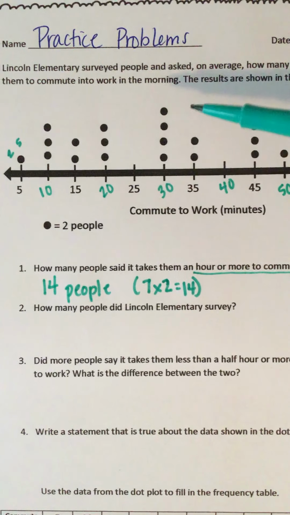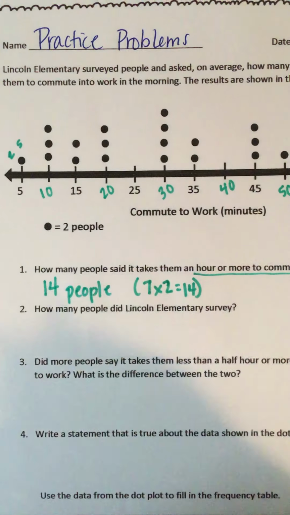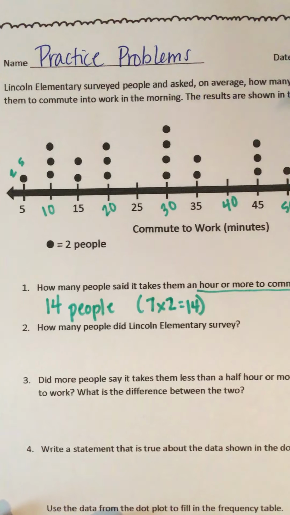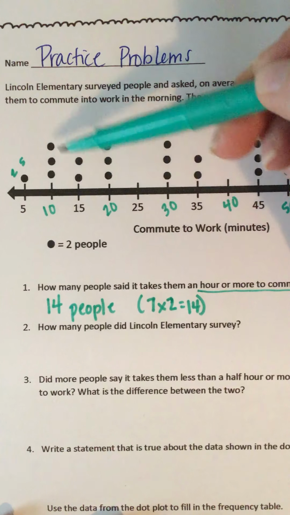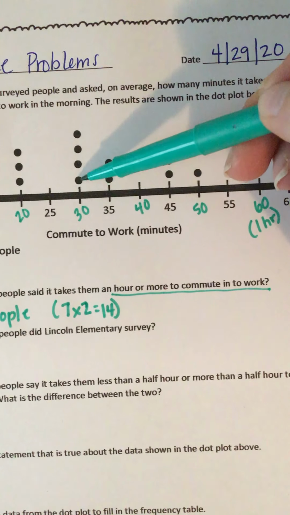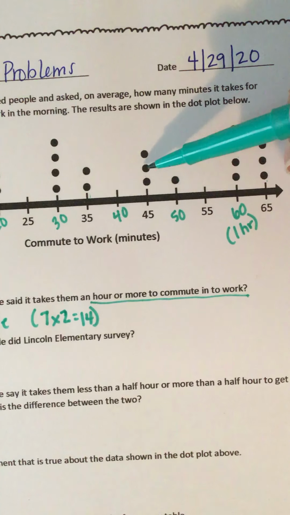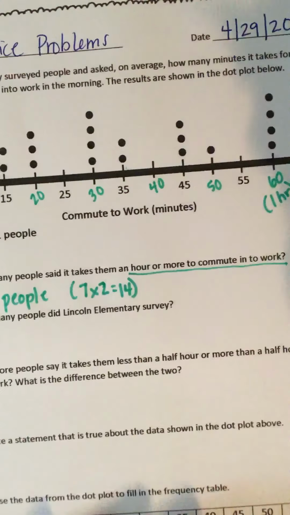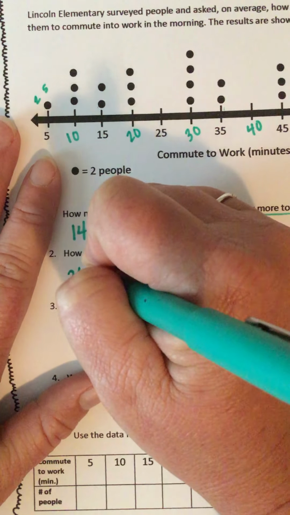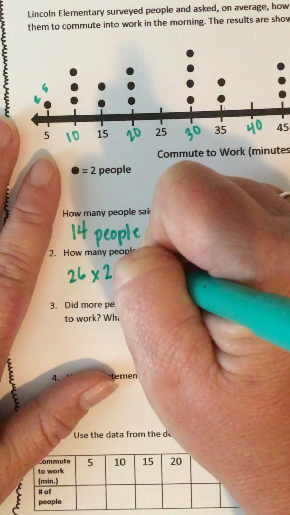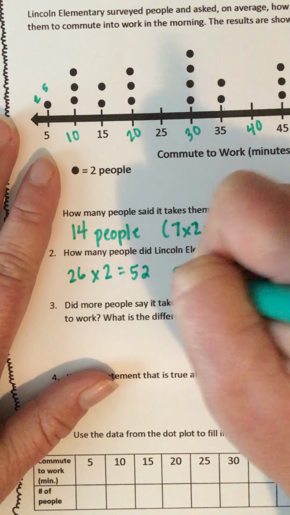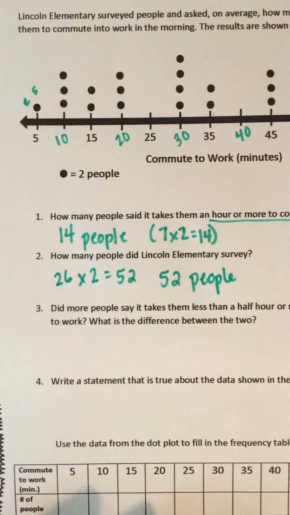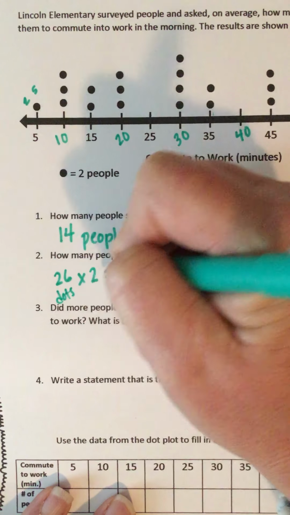Okay? All right, how many people did Lincoln Elementary survey? Well, for this one we would have to count up all the dots. You can either count by 2s or you can count them and then multiply by 2. I'm going to count it and then multiply by 2. 1, 2, 3, 4, 6, 7, 8, 9, 10, 11, 12, 13, 14, 15, 16, 17, 18, 19, 20, 21, 22, 23, 24, 25, 26. So I have 26 dots, and I'm going to multiply that by 2, so that gives me 52. So there were 52 people that were surveyed today.